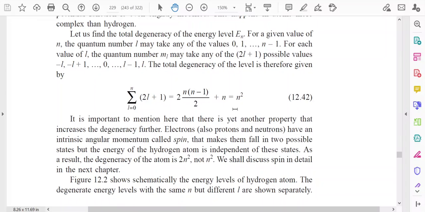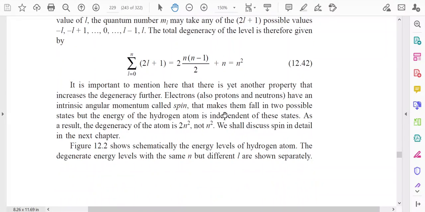So this is the value of the degeneracy, but we have to keep in mind that there is another property of the electron, that is spin. It has a spin angular momentum that makes it fall in two possible states, one for the up spin and another for the down spin. So we have to multiply by two, because for each of the states there are two spin states. So the actual degeneracy is 2n square.